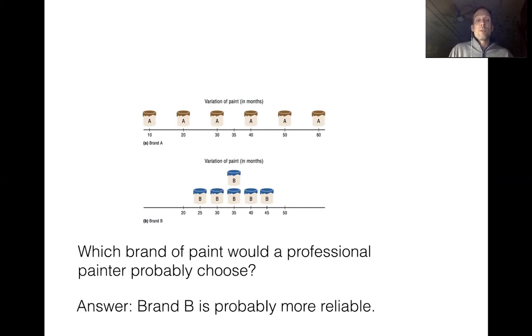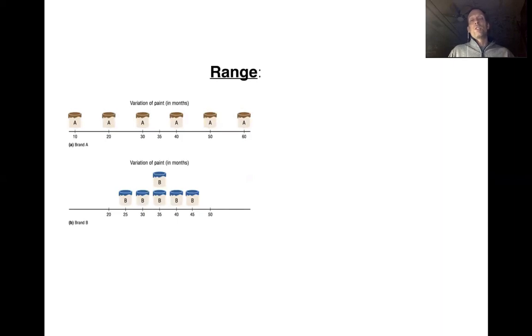There's a range that looks like it's much more narrow than for part A. Brand B will dry anywhere from 25 to 45 hours. Brand A takes anywhere from 10 to 60 hours. That's a really big window. So when we think about how we can start to quantify what we're seeing, the range will do the most basic job of quantifying the dispersion, meaning how spread out a data set is. It looks like data set A is much more spread out than data set B.